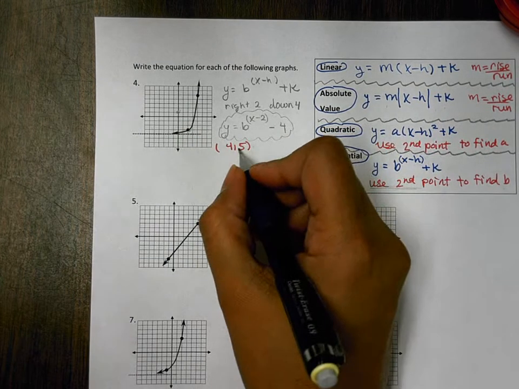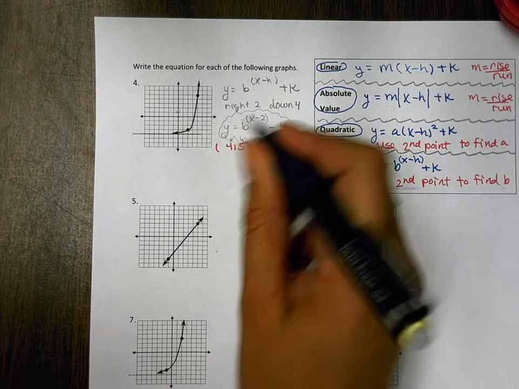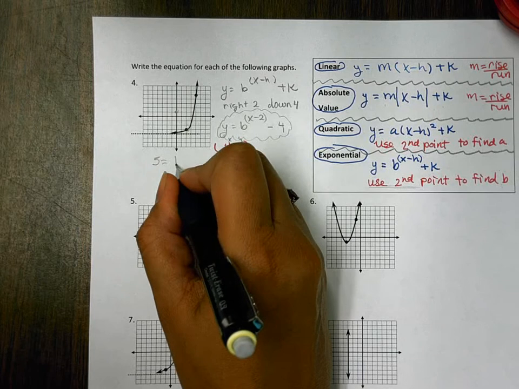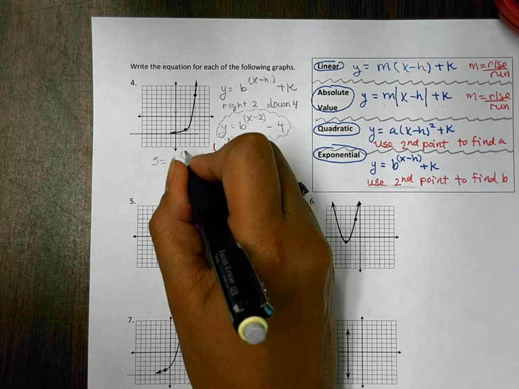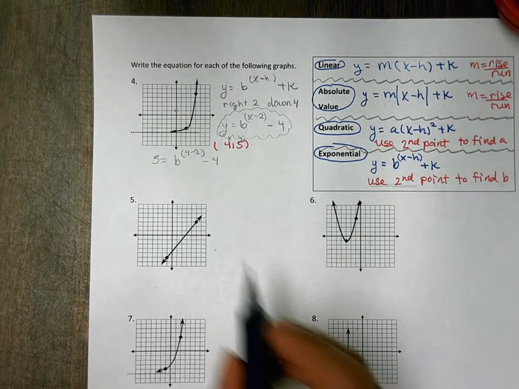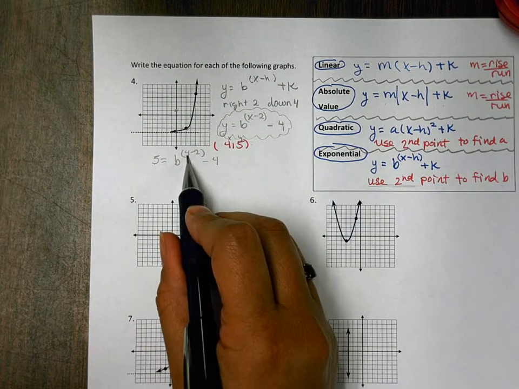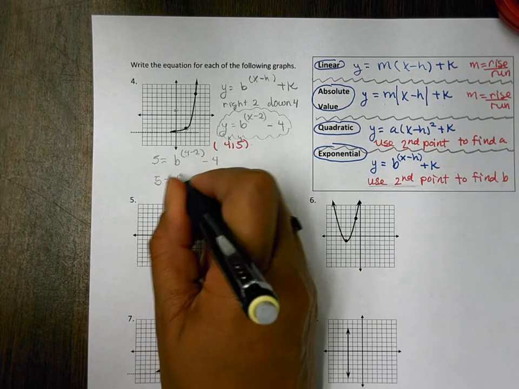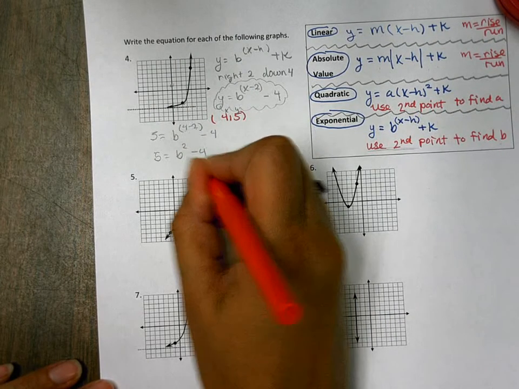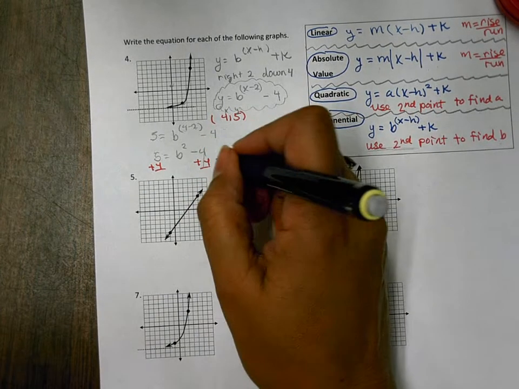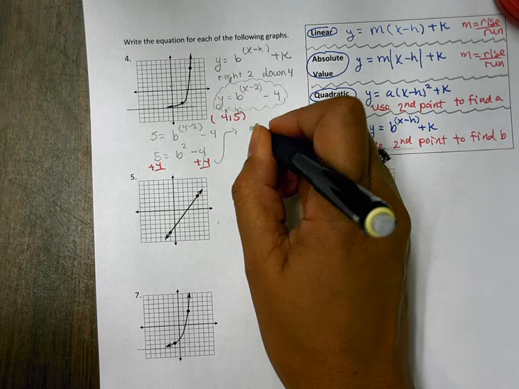Okay, so now I'm going to plug this in for y and this in for x right here. And I'll scooch over this way now. So 5 equals b raised to the x is 4 minus 2 and then minus 4. You see how that works? This is y is 5. X is 4, and then minus 2 is still there, and minus 4 is still there. 5 equals b squared minus 4. I'm going to add 4 to the other side. Minus 4 and positive 4 undo each other, and I end up with 9 equals b squared.